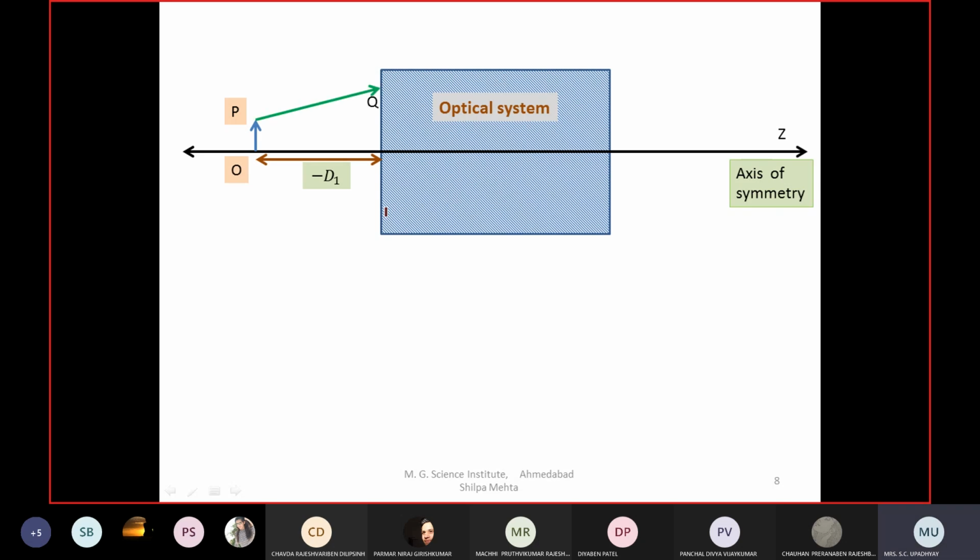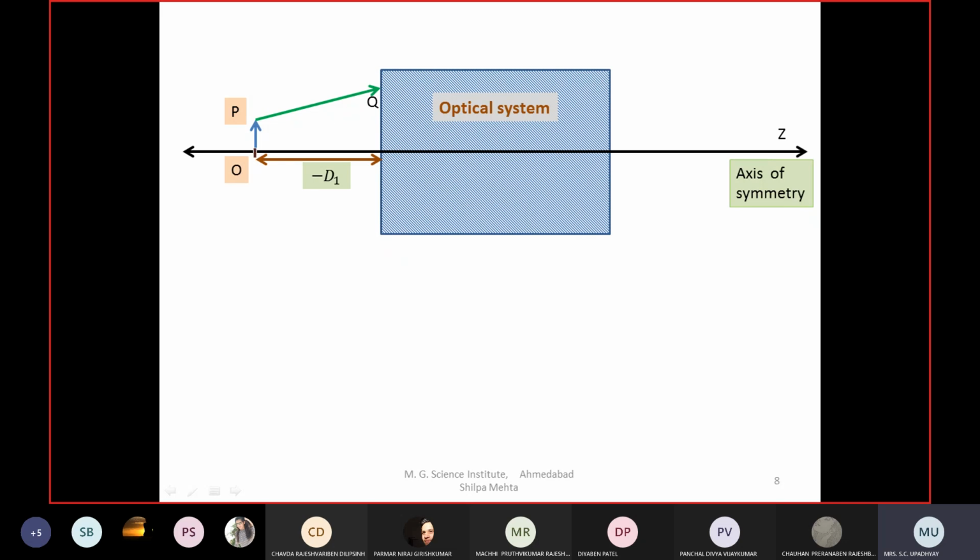Let us consider a ray started from P and incident on the optical system at point Q. So this is one ray. This is our object, this is the top point of the object and this is the bottom point of the object. The object is made up of thousands and thousands of points, so not only one ray starts from the object.